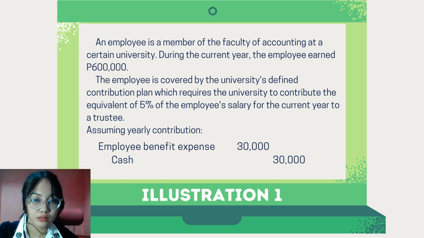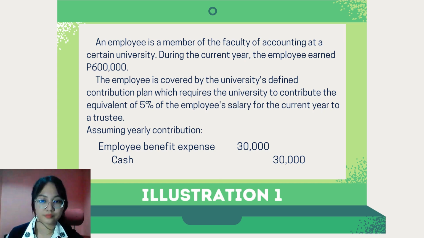So, ang sabi, 5% daw ng salary ng employee. So, 600,000 yung salary. So, ang 5% nun ay 30,000 pesos. We will record it as employee benefit expense, debit, for 30,000 pesos, and credit cash for the same amount of 30,000 pesos. As I said earlier, kapag sa defined contribution plan, nire-recognize yung contribution as an expense.